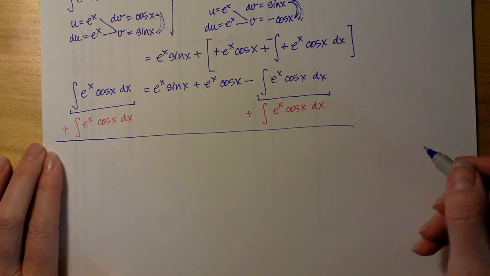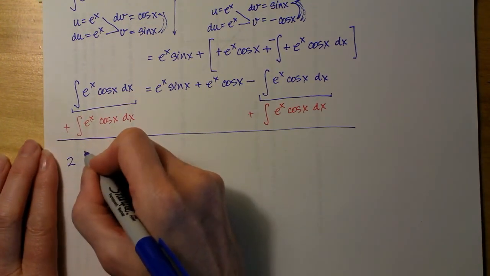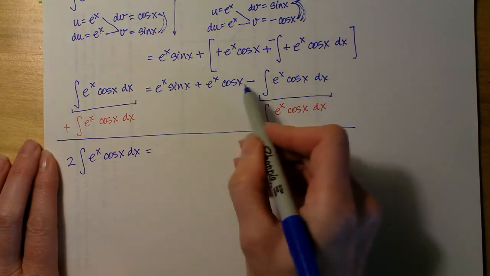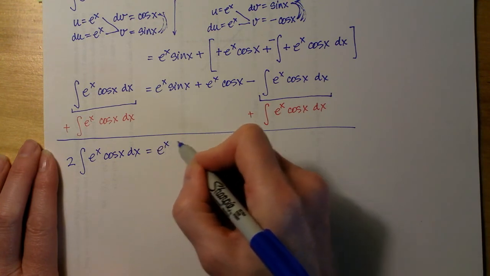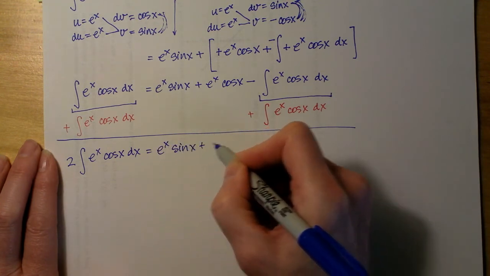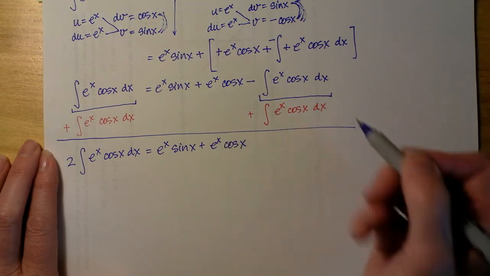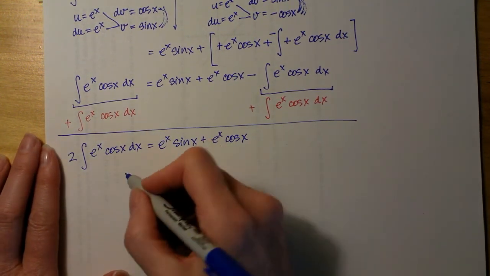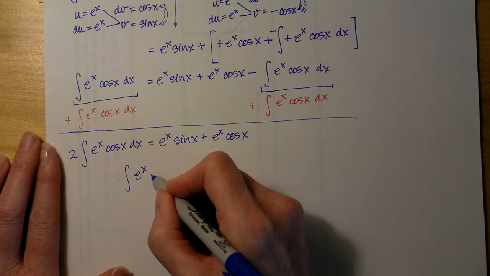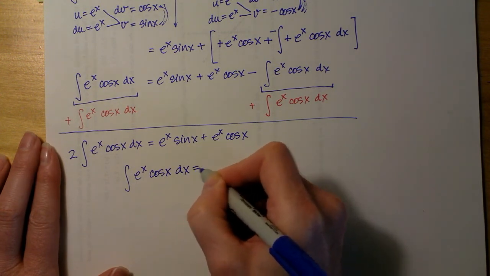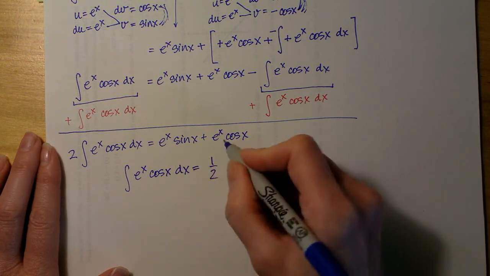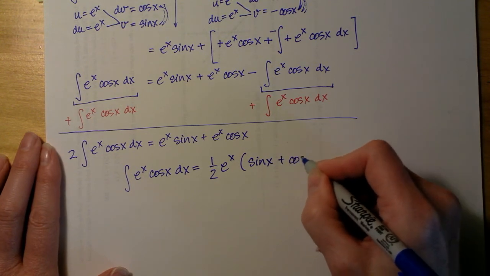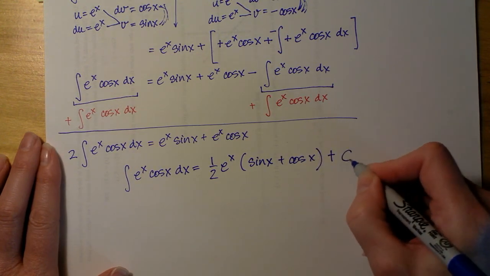And so when we add those two things together, we get two of these over here. And over here we just get this, right? Because we just got rid of that. So e to the x sine of x plus e to the x cosine of x. And then all we need to do is divide by 2. And we're done. Pretty crazy, huh? So the antiderivative of e to the x cosine of x is equal to 1/2, if I pull out the e to the x. And don't forget the constant.